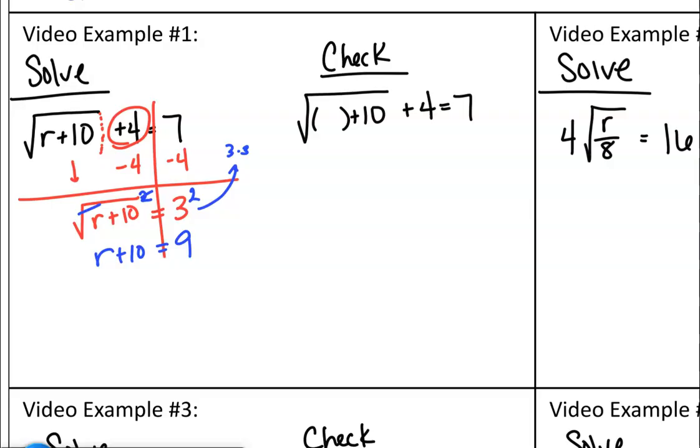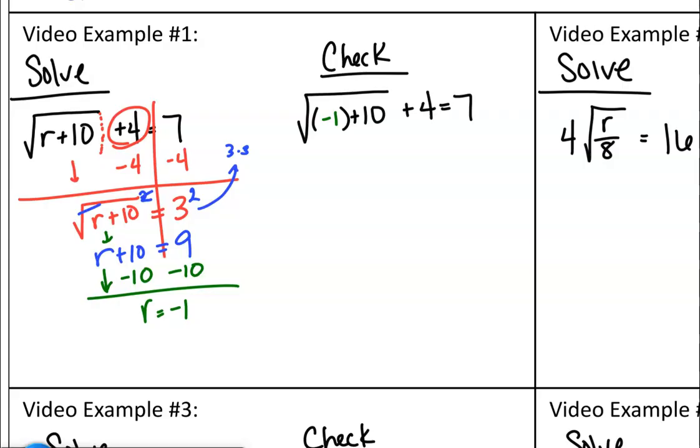And next we solve. So our goal is to get r by itself. So we need to move this 10. The opposite of plus 10 would be minus 10. Bring that r down, and 9 minus 10 would be negative 1. So that's what we think our answer is. We can always check it.